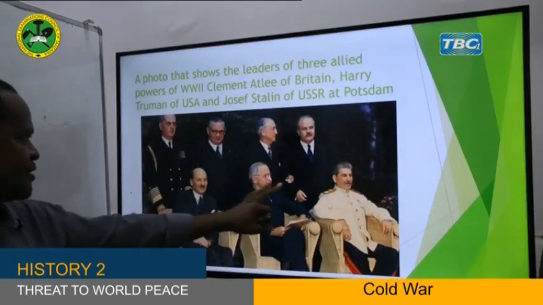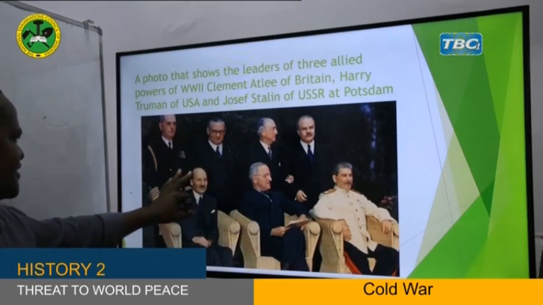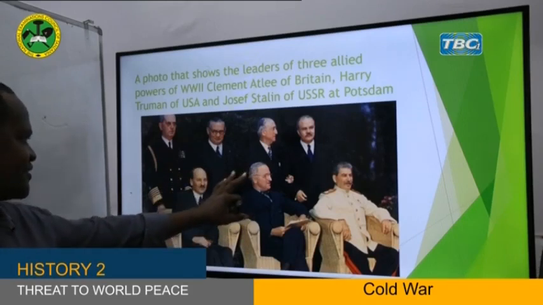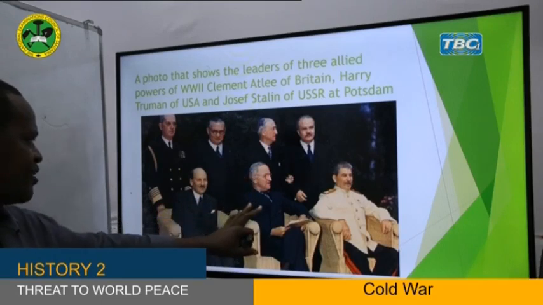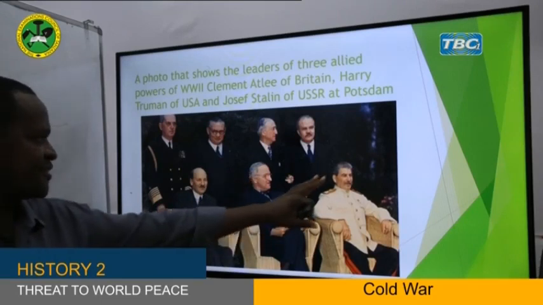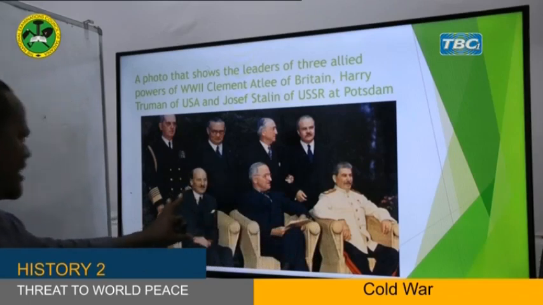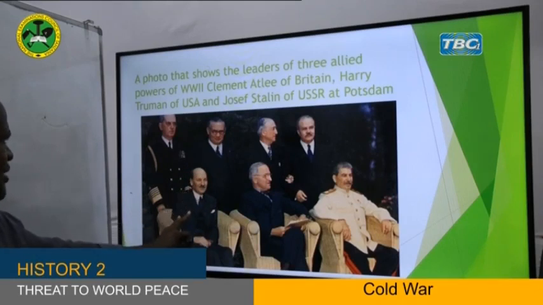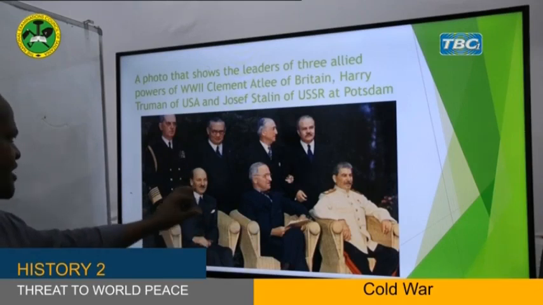My dear students, this is the picture that shows the leaders who were there at the Potsdam Conference. As you can see, this is the British Prime Minister, Clement Attlee. And this is Harry Truman of the United States of America, and this is Joseph Stalin. Even when you look at these faces, my dear students, probably except Clement Attlee, he was looking somehow relaxed because he was new by then.